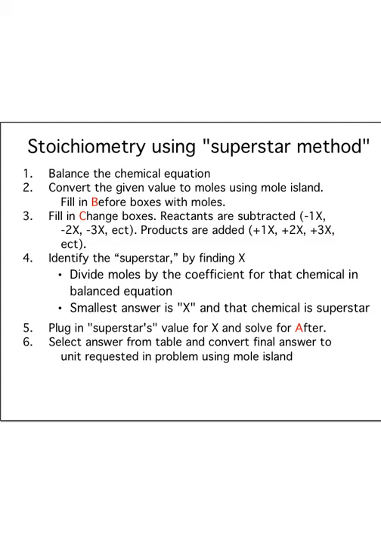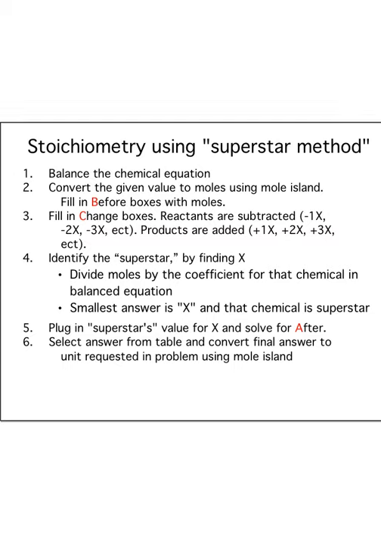Then we can fill in the change boxes. So remember, reactants are getting used up. So we do minus 1x, minus 2x, minus 3x, depending on the stoichiometry, the balanced equation. And then products are made or produced. So we do plus 1x, plus 2x, plus 3x, or whatever the stoichiometry is. Next, we need to find the superstar, and we do that by figuring out x. So we take the moles in our before and divide it by the coefficient for each reactant. And whatever value is smallest, that is our x, that's our superstar, our limiting reactant.